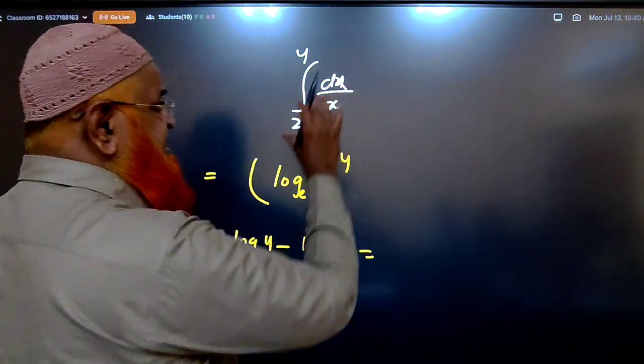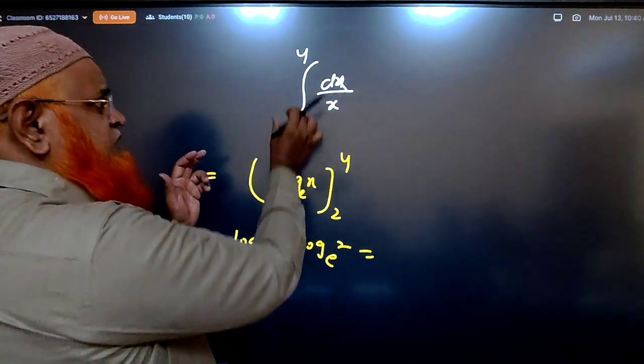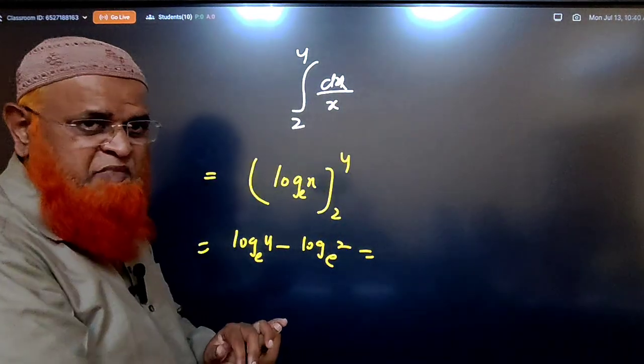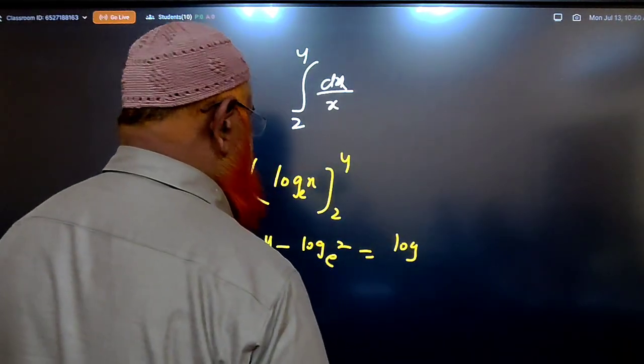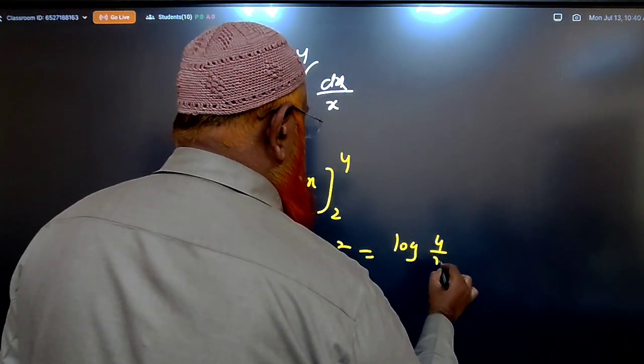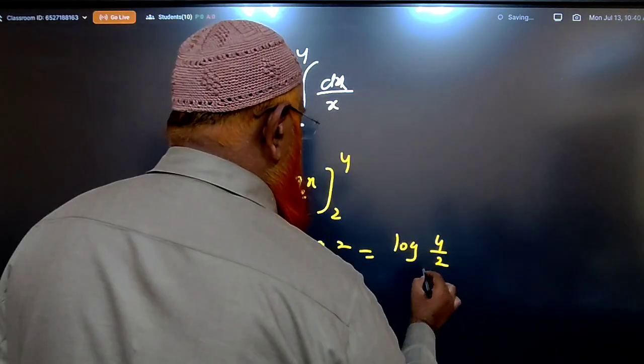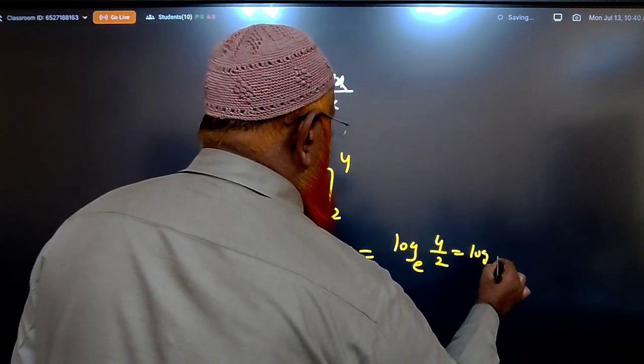I mean, definite integrals means definite values will be given, 2 to 4 limits. We call it limits from 2 to 4. So what will you write now? Log m minus log n means log m by n base e, which is nothing but log 2 base e.